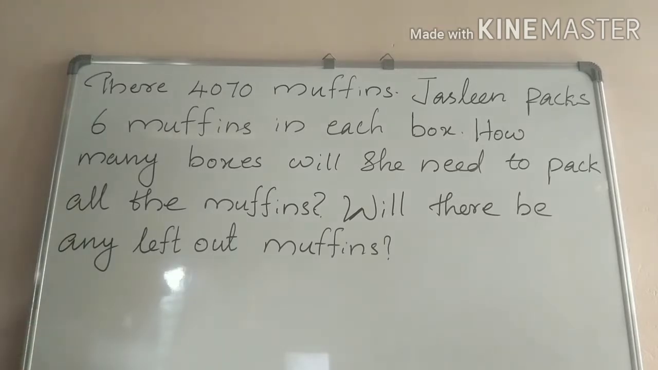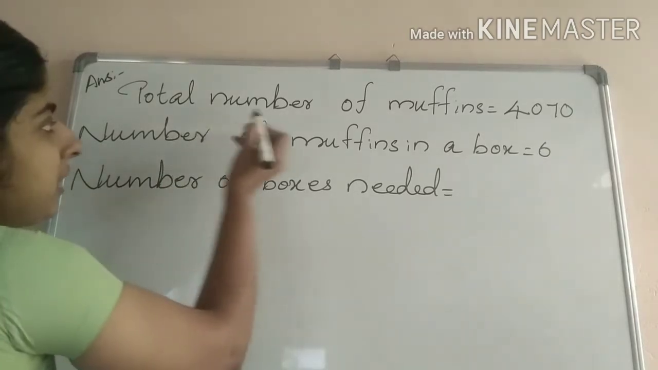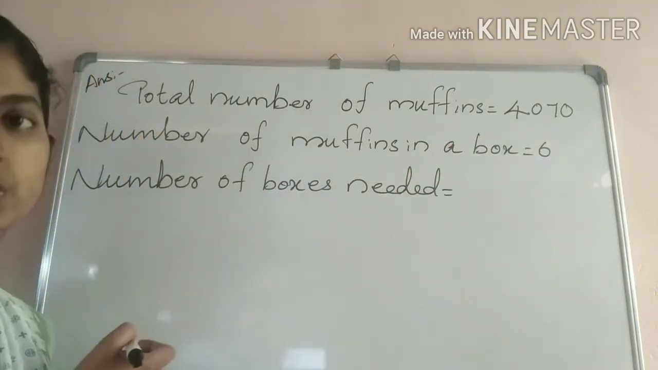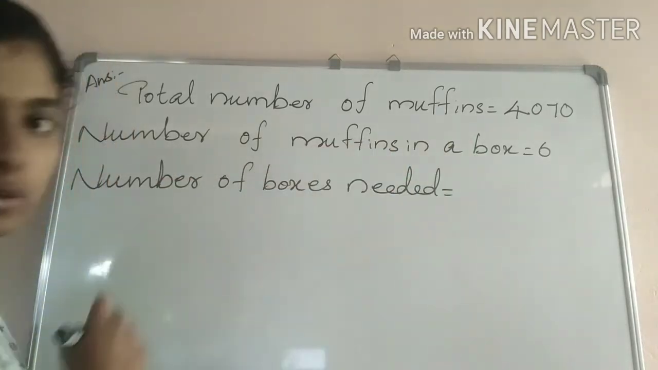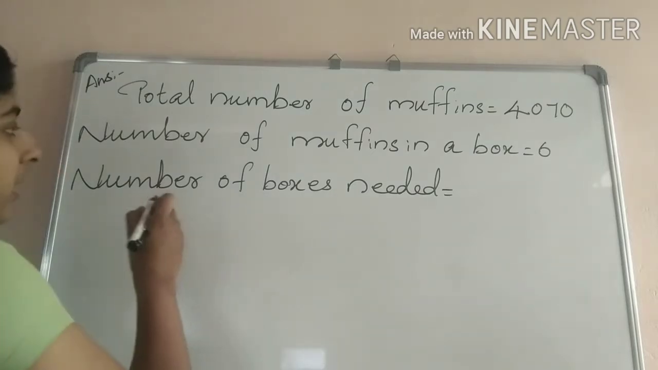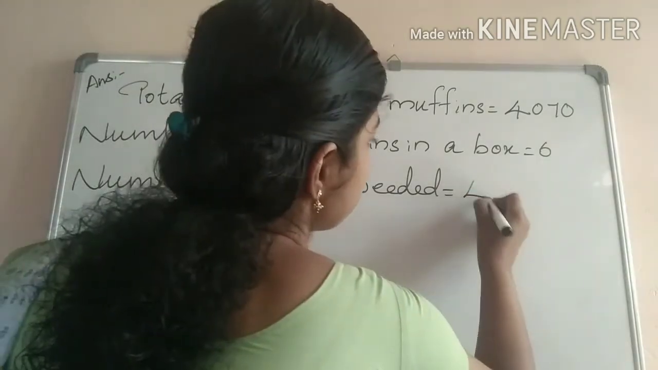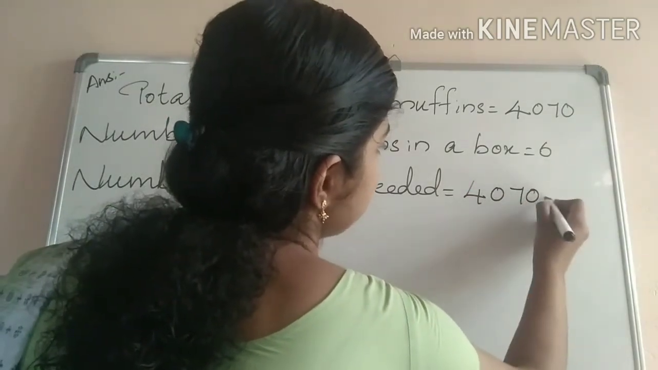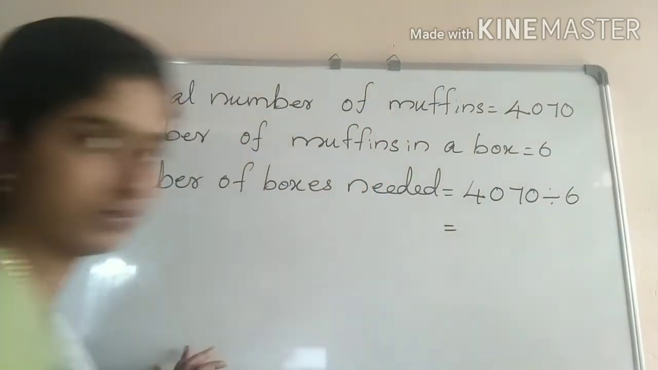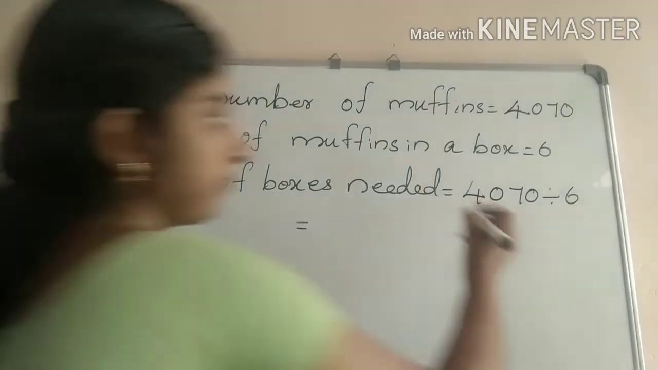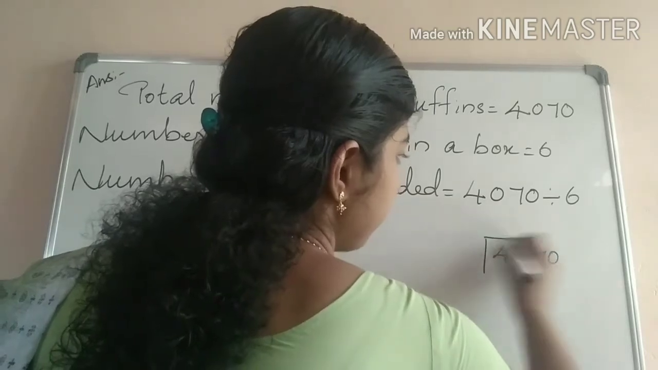Okay. Then see the steps. Total number of muffins is equal to 4070. Then the number of muffins in a box is equal to 6. Then the number of boxes needed is equal to 4070 divided by 6. See, 4070 divided by 6.